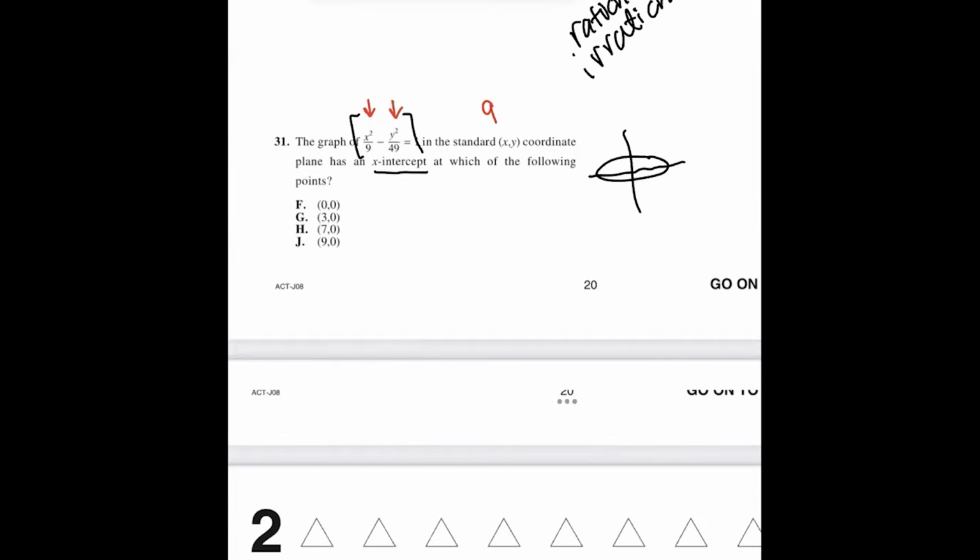If you have numbers under the variables on the ellipse, automatically it's not going to be 0, 0. If you know your circle formula as well, you'll understand that. So we're going to eliminate F. We'll go back to G. For H, 7 is only related to the y because of this 49, so we're going to eliminate that. Now the only two logical options left are 3 and 9. But since the squared is here, we want to square root it. So the answer is going to be G.